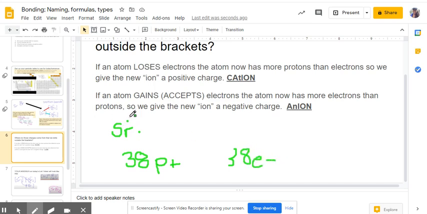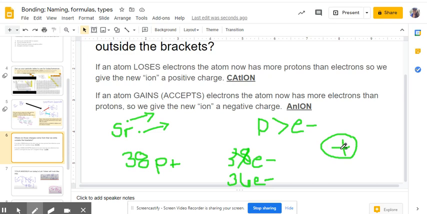Once the strontium gave away those 2 electrons, we now have 36 electrons. When you look at these numbers, we have 36 versus 38. So this is showing that we have more protons than electrons. Therefore, it is going to be a positive ion. And then you have to indicate how many. Well, it changed by 2 electrons, so this is two more positive than negative. So this is where that +2 is coming from.